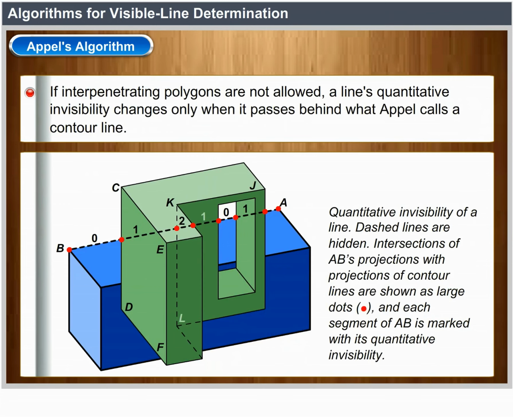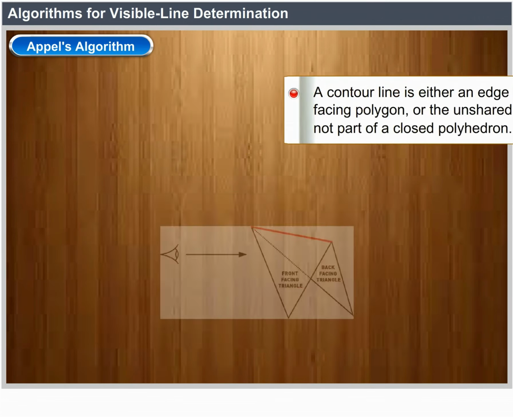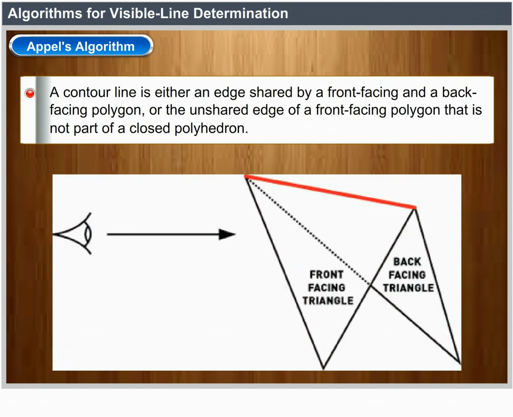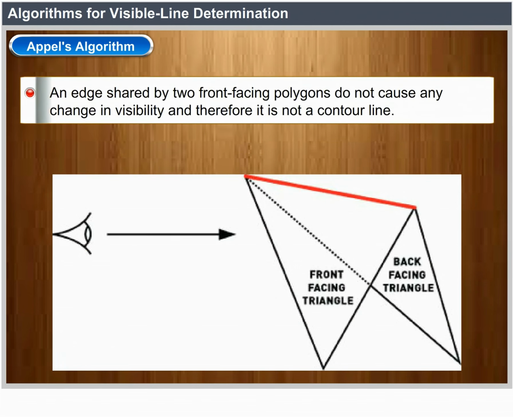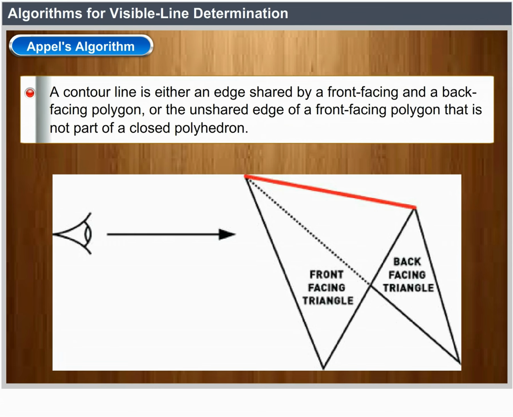If interpenetrating polygons are not allowed, a line's quantitative invisibility changes only when it passes behind what Appel calls a contour line. A contour line is either an edge shared by a front-facing and a back-facing polygon, or the unshared edge of a front-facing polygon that is not part of a closed polyhedron. An edge shared by two front-facing polygons causes no change in visibility and therefore is not a contour line. In the previous figure, edges AB, CD, DF and KL are contour lines, whereas edges CE, EF, JK are not.